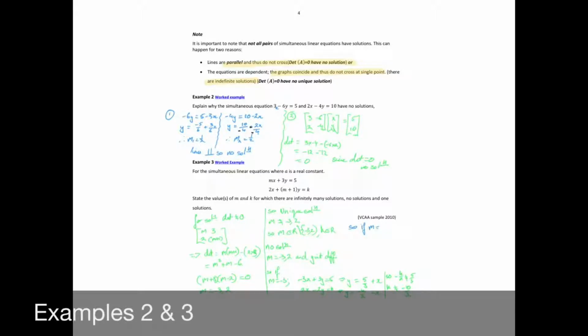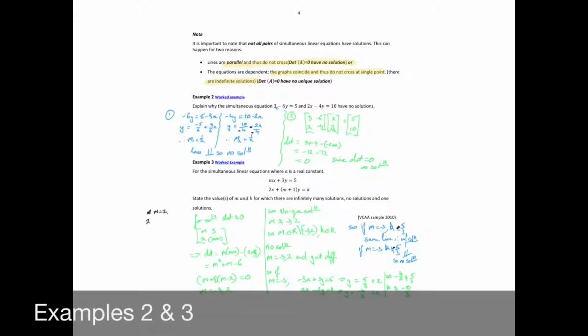So where does that leave us? If m is equal to -3 and k is equal to -10 on 3, that would give me the same gradient and the same y-intercept, so they'd be the same line, and therefore I would get infinite solutions. If m is equal to -3 and k doesn't equal -10 on 3, the lines would be just parallel, and so we would have no solutions. So those are the possibilities for m equal to -3.